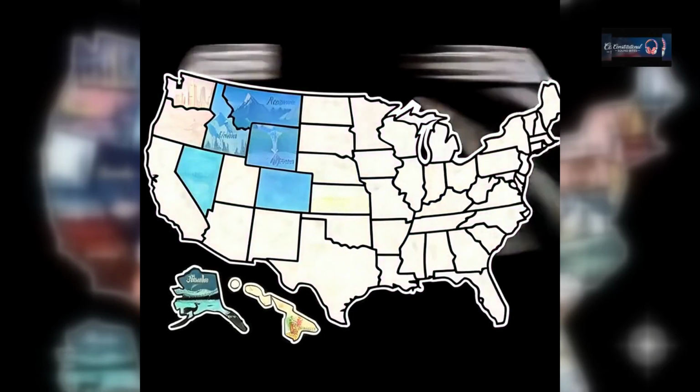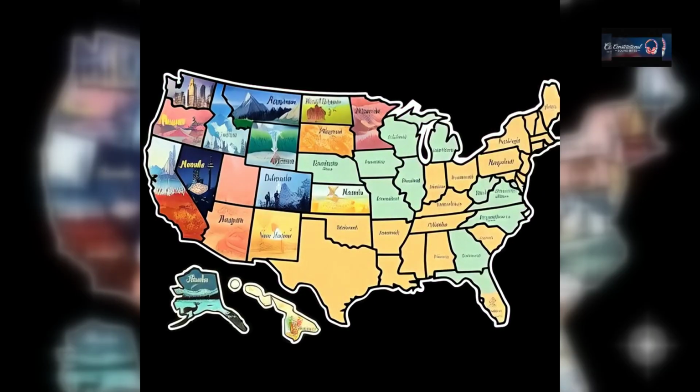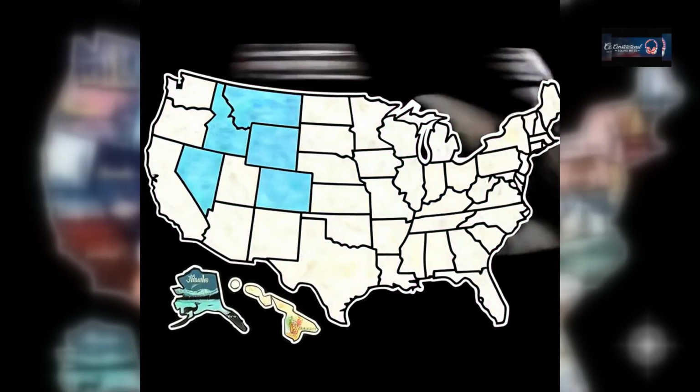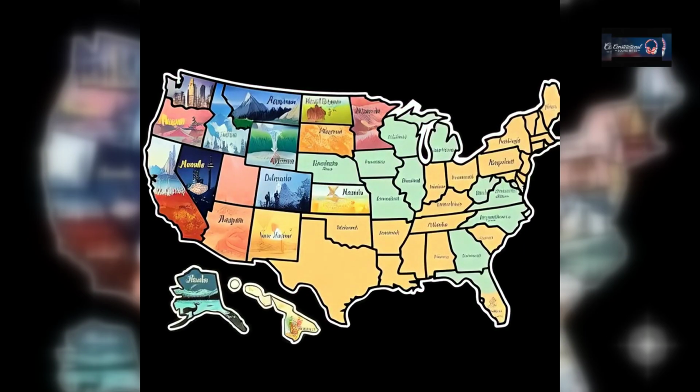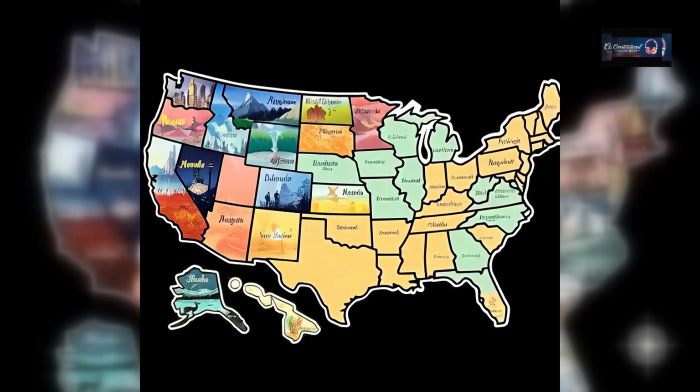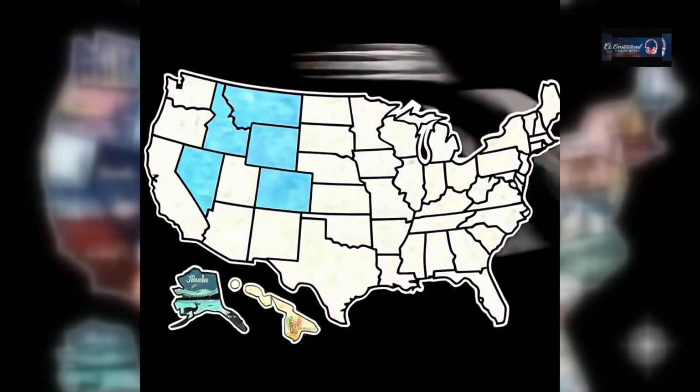Article 4, Section 2, Clause 1 reads, "The citizens of each state shall be entitled to all privileges and immunities of citizens in the several states." This means that states must treat citizens from other states equally. Alexander Hamilton noted that this clause is the very basis of the Union.